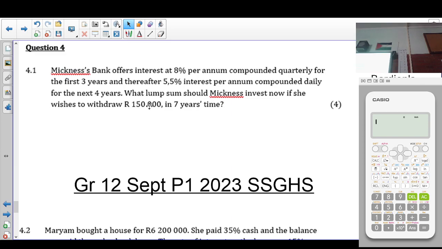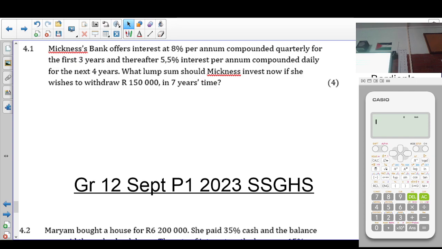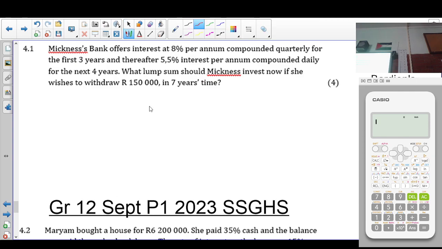Here we are told that Weakness Bank offers an interest at 8% per annum compounded quarterly for the first 3 years and thereafter 5.5% per annum compounded daily for the next 4 years. What lump sum should she invest now if she wishes to withdraw 150,000 Rand in 7 years' time? So, in other words, we're calculating the P value, not so?